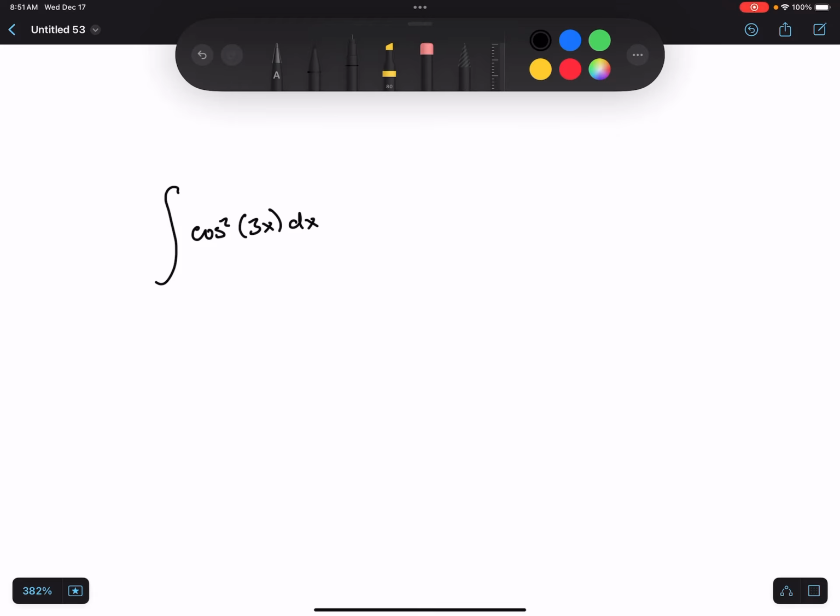We have the trig integral, cosine squared 3x dx. And of course, this is a squared trig integral. And so because of that, we're going to have to perform a step down using a double angle identity.